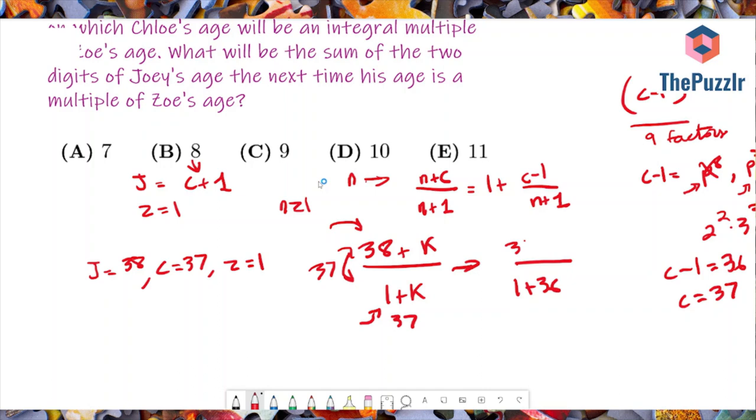So what does that mean for the context of this problem? It means that we could have the bottom equal 1 plus 36, so it equals 37. And then the top equals 38 plus k, so 38 plus 36, that gives us 74. So 74 over 37 is equal to 2. So that means that Joey is going to be 74 years old when his daughter is going to be 37 years old. And that would be the next time his age is a multiple of Zoe's age. So the sum of 7 plus 4 is 11. And we can move on to the next problem.